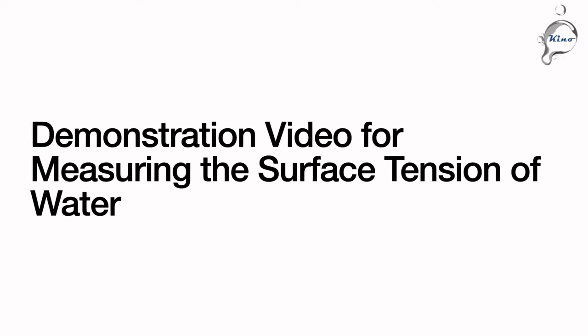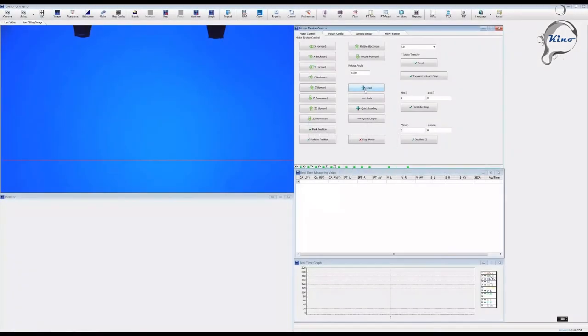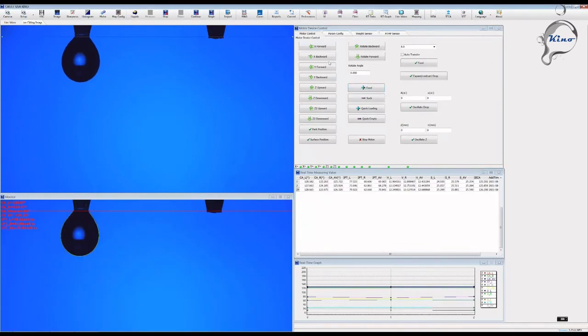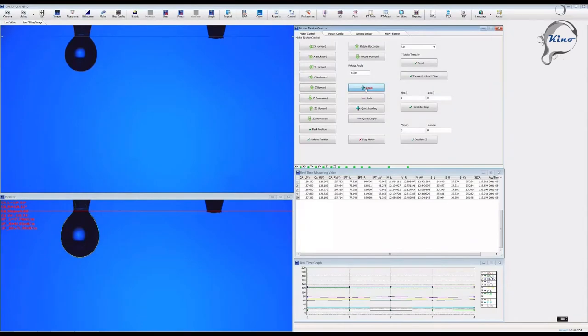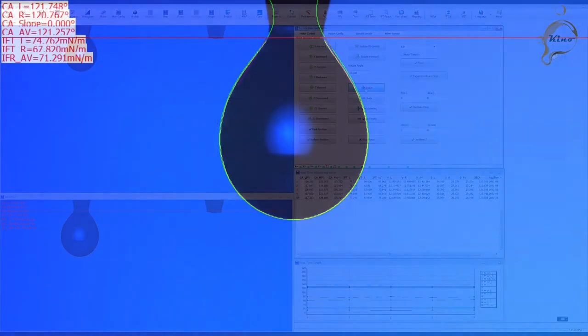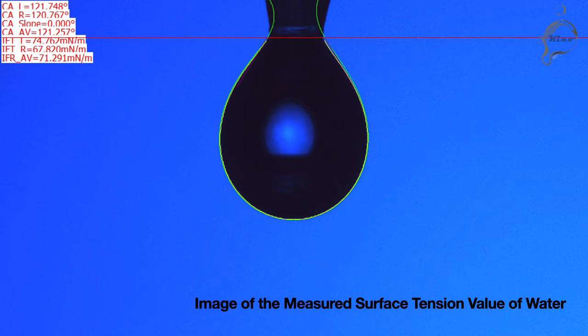The demonstration video for measuring the surface tension of water. This is an image of the measured surface tension value of water. The result is 71.291 millinewtons per meter, which means that the probe liquid is pure and the liquid inlet system is clean.